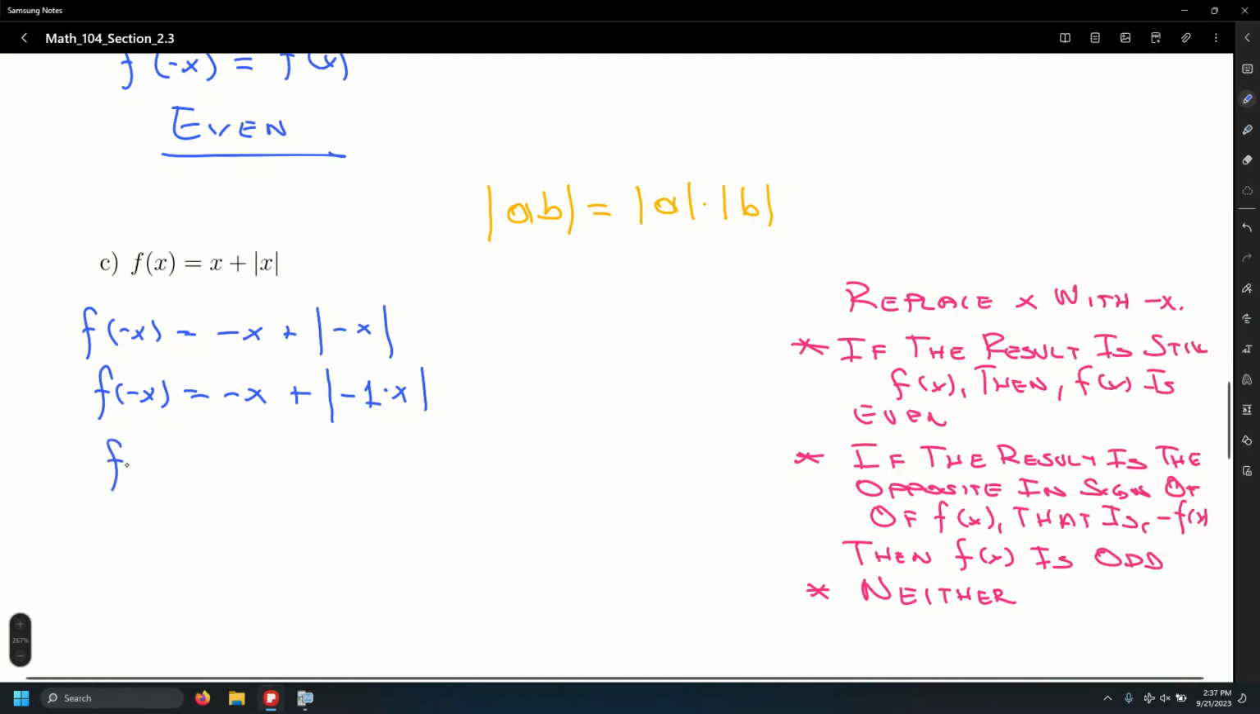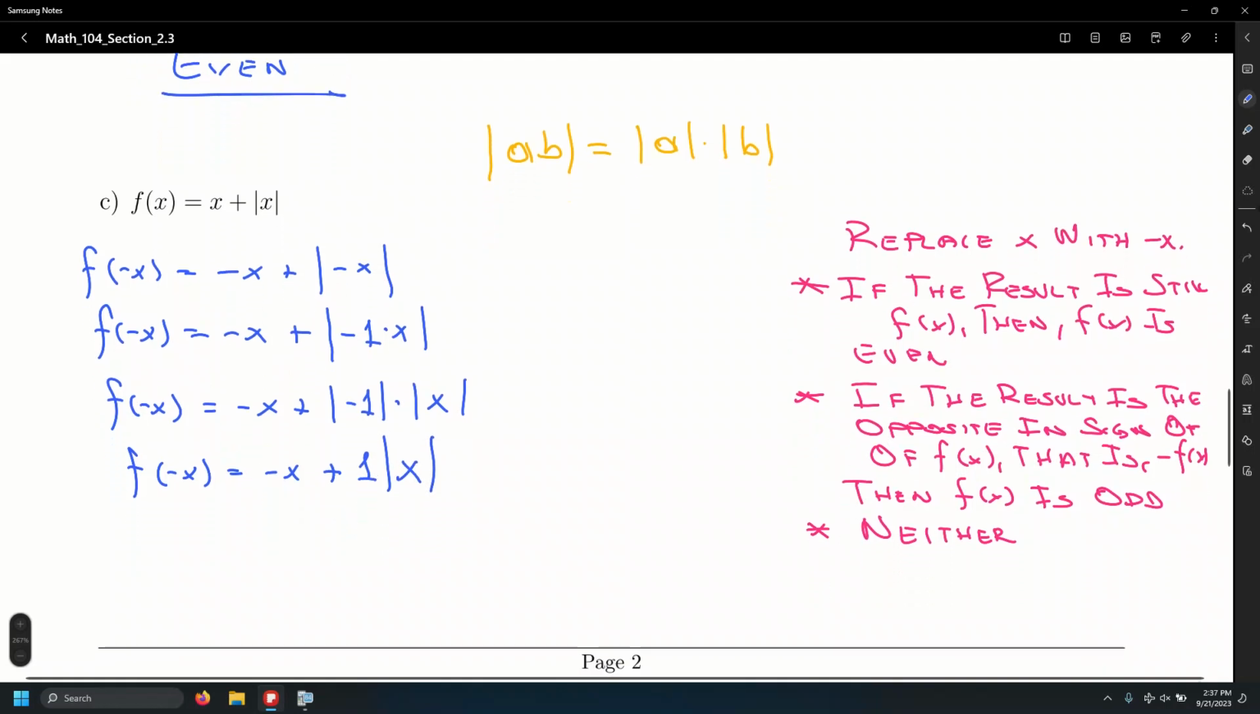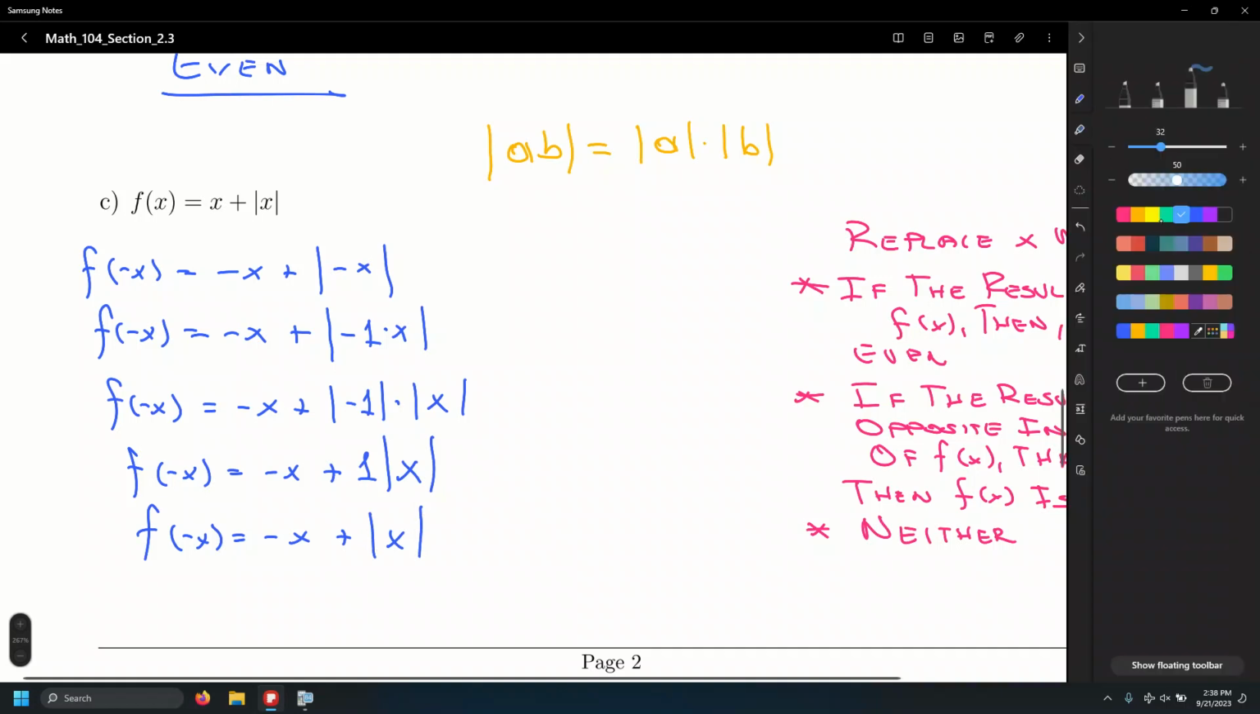So that's going to give us f of negative x equals negative x plus the absolute value of negative 1 times the absolute value of x. And what's the absolute value of negative 1? 1. All right, so that's f of negative x equals negative x plus 1 times the absolute value of x. Well, no need to write that 1: f of negative x equals negative x plus the absolute value of x.